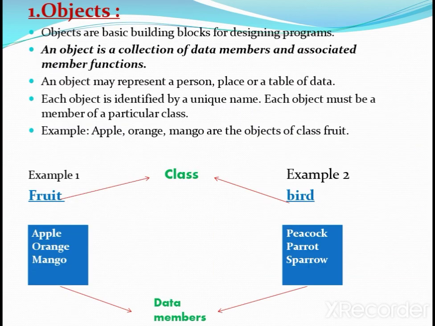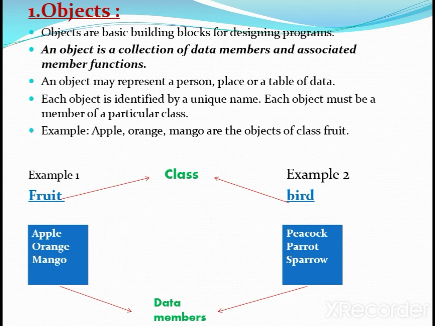First characteristic is objects. What is an object? Objects are basic building blocks for designing programs. The actual definition is what? An object is a collection of data members and associated member functions. I repeat, an object is a collection of data members and associated member functions.